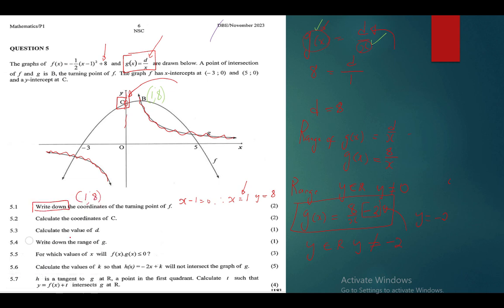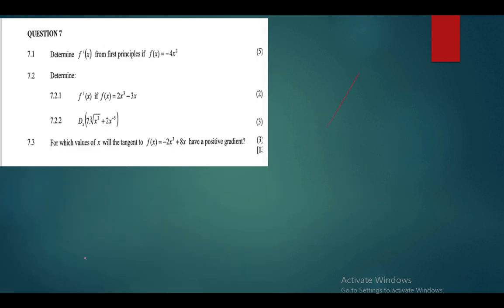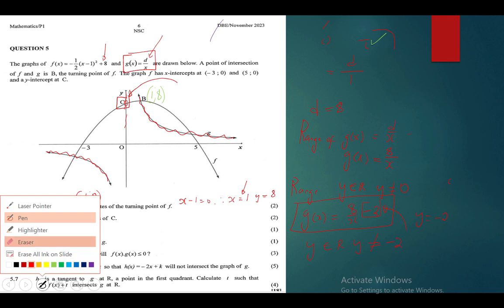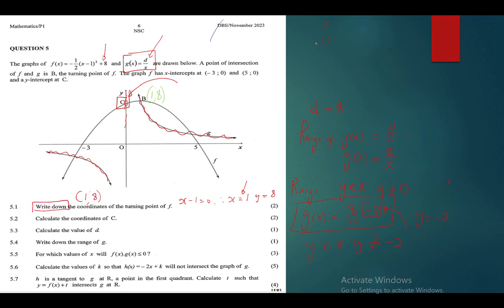Okay, let me do this one. So the range of this function that we are looking at is y is an element of real numbers, y is not 0. Y is an element of all real numbers, y is not 0. That is the one that we are dealing with on the question paper, on question number 5.